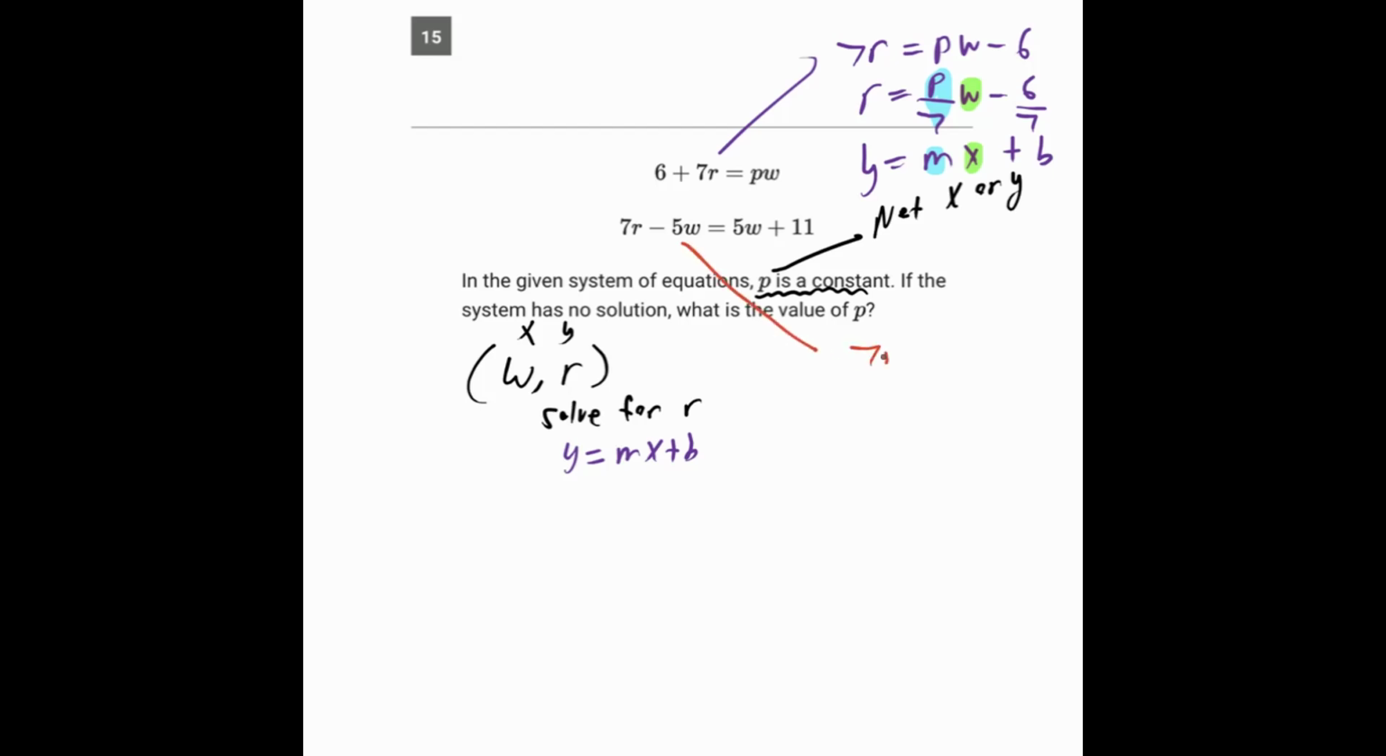Let's start that one. 7r minus 5w equals 5w plus 11. And we're going to solve for r. So let's add 5w to both sides. We'll have 7r equals 10w plus 11. And divide by 7 on both sides, r equals 10 over 7 w plus 11 over 7. So once again, this is in our y equals mx plus b format, and the thing in front of the x, or in front of the w, well, that's our slope.